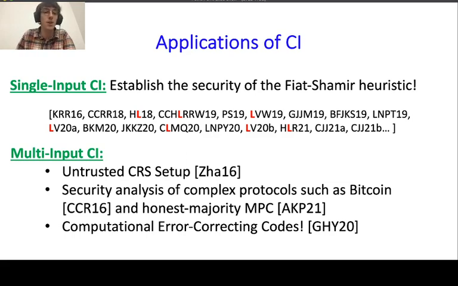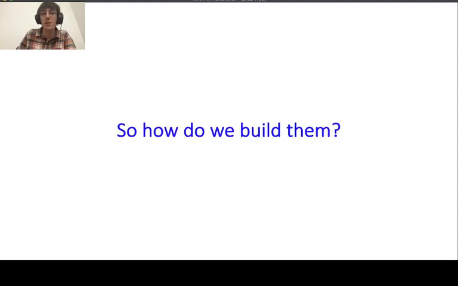So multi-input correlation intractability seems to be pretty broadly applicable as well, although we're still in the process of understanding what it is good for. But for this talk, I just want to focus on the question of building the tool rather than using the tool. So how do we build correlation intractable hash functions?